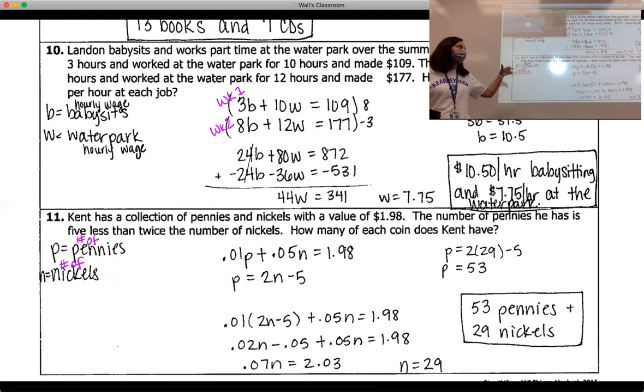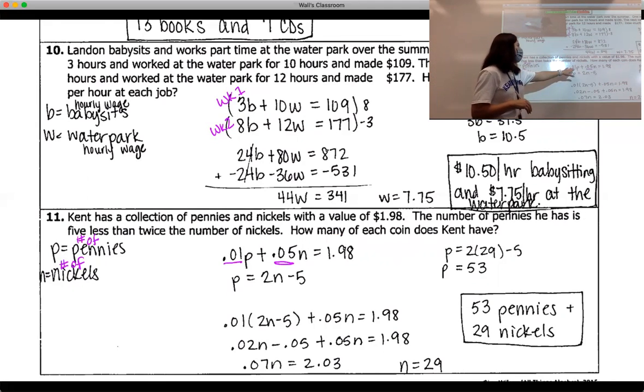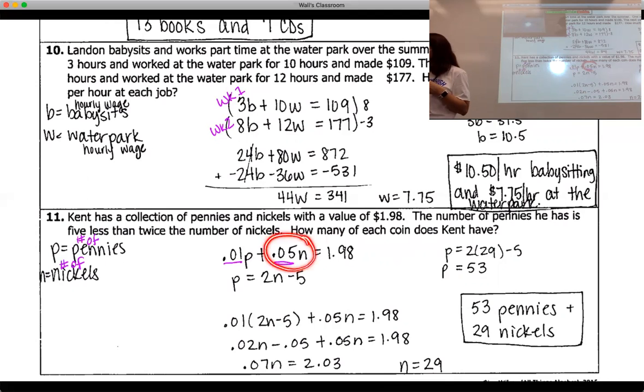This is like our hourly wage problems that we were just doing to find his total amount of money. You can't just add the number of hours he works at both jobs. And you can't just add the number of coins he has. You have to multiply them by their individual values. So 0.01 times the number of pennies, so 1 cent per penny, will give us the number of cents that he has in pennies, and 0.05 times the number of nickels will tell us how much money he has in his nickels. We add those together to get his total amount of money, which is $1.98.